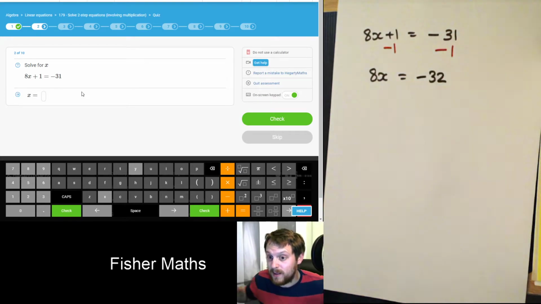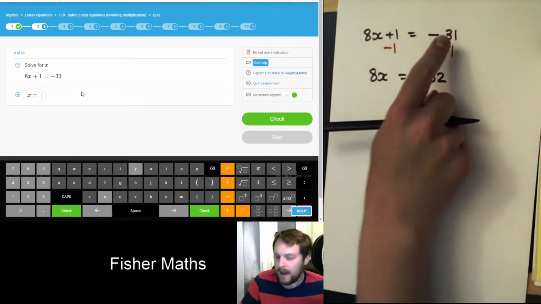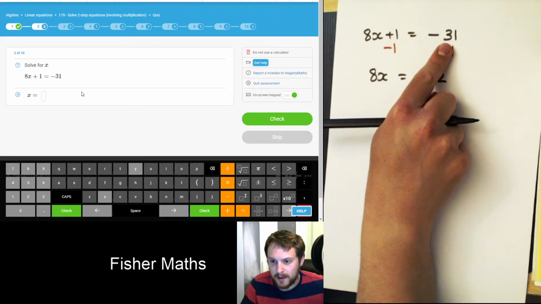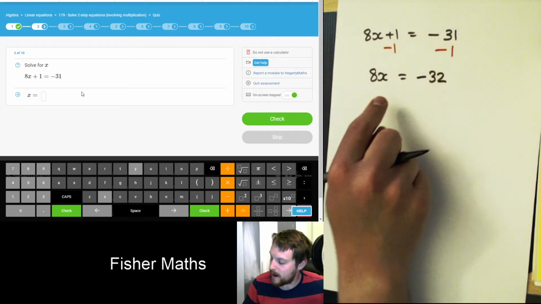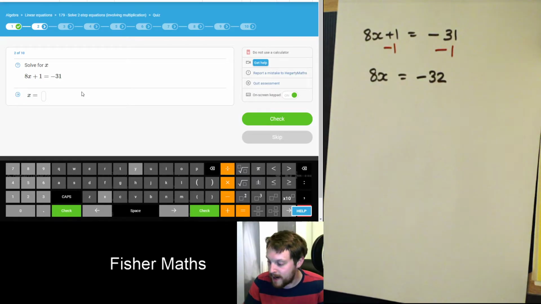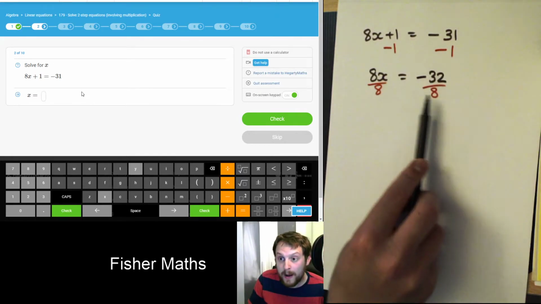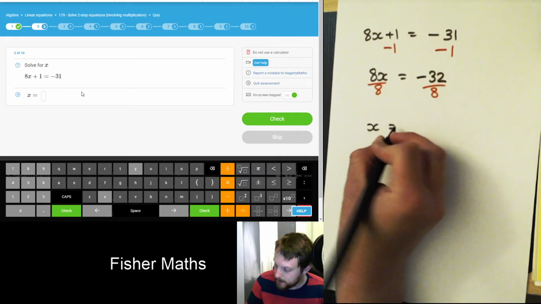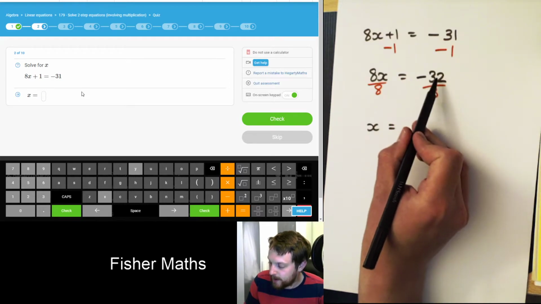If I was at positive 31 and I took away 1, then yeah, I would go down to 30, because that's down the number line from 31. Down the number line from negative 31, going 1 down from that would be negative 32. So anyway, 8x equals negative 32. We've already said we're going to divide by 8. So let's not worry about this just yet. Let's just write x equals, because 8x divided by 8, that's just x. Negative 32 divided by 8.